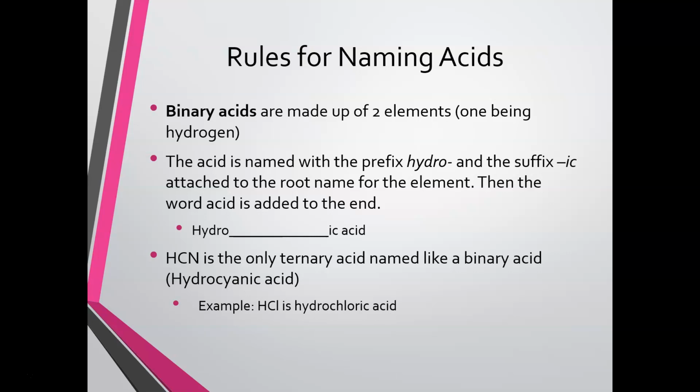So an example of this naming, we have HCl, which would be hydro, and then the Cl would be chlorine, but we use its root, chlor, and then we add the ic ending, chloric, and then the word acid. So what about HBr? Hydro, and then bromine becomes bromic acid. See, binary acids aren't that bad.